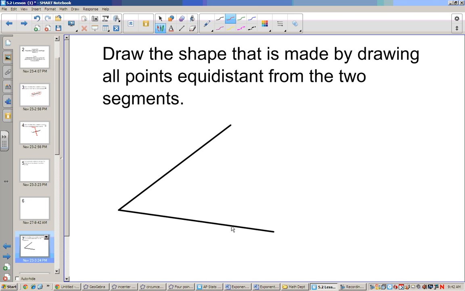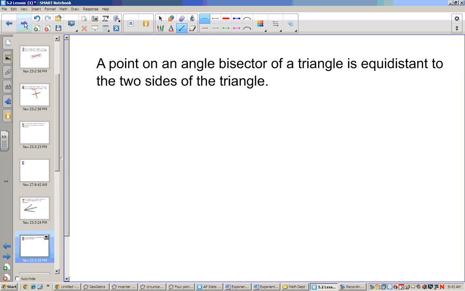Now if we have an angle and we want to draw all the points that are equidistant from those two segments, that one's right in between, that one's in between, and we can keep drawing them. In the end, if we connect them, if they're equally distant, then that's going to be an angle bisector. So a point on an angle bisector of a triangle is always equidistant from the two sides of that angle.